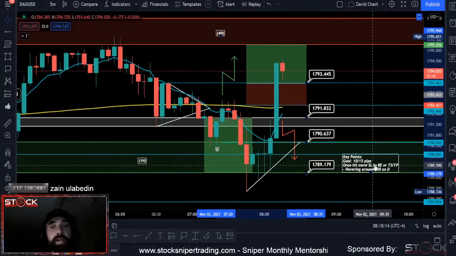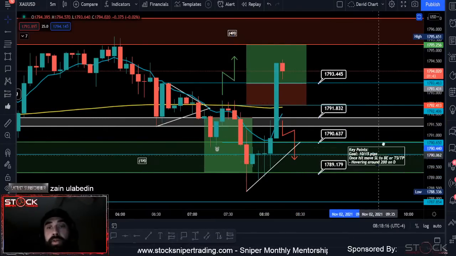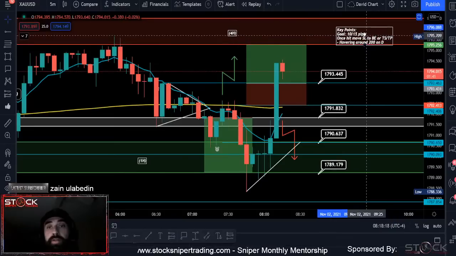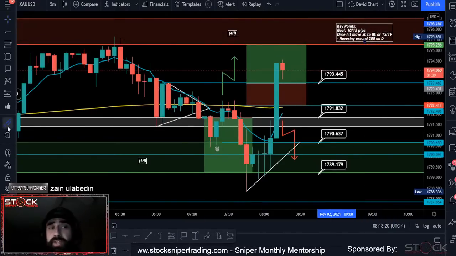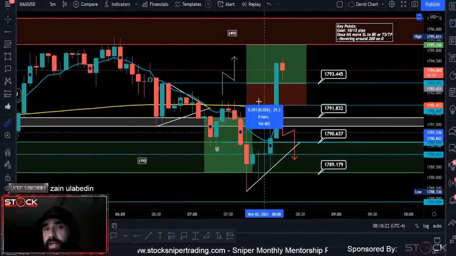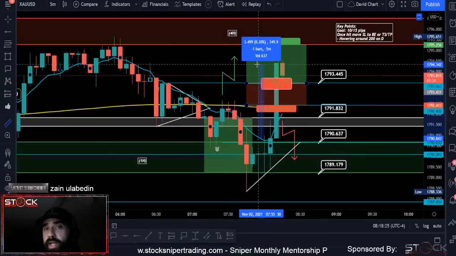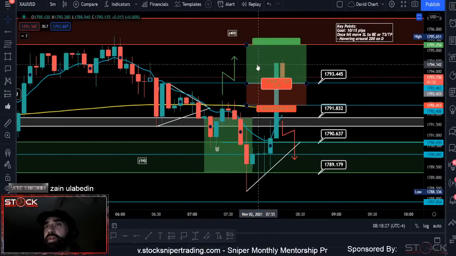I did not expect gold to have that kind of a breakout, like at all. That's a big candle. Do you guys understand how big, right out of demand, that candle alone? That candle is almost 35 pips.